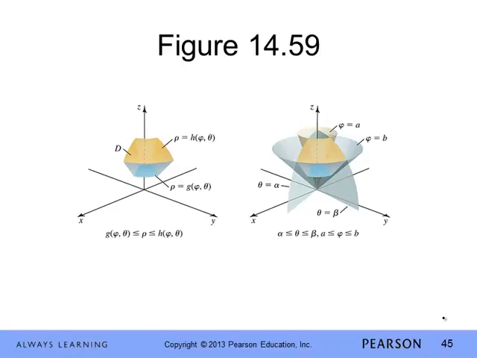So, how do we integrate in spherical coordinates? Well, a lot of times rho is going to be a function of the 2 angles, phi and theta. So you let rho go from the innermost to the outermost surface, right, between g and h.